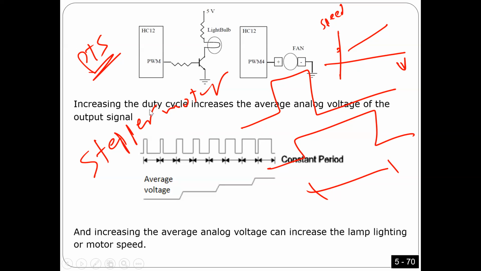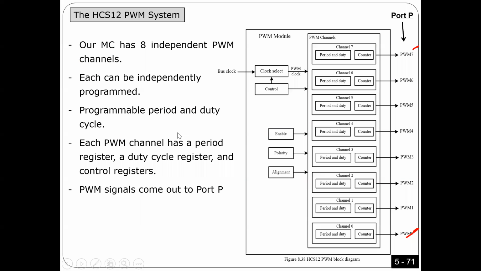Any questions? So let me summarize what I said. No interrupts here, guys. Pulse width modulation, you have 8 channels. Every channel can generate a square wave.